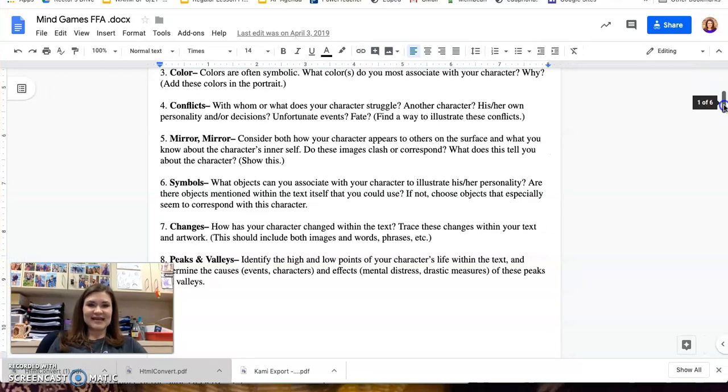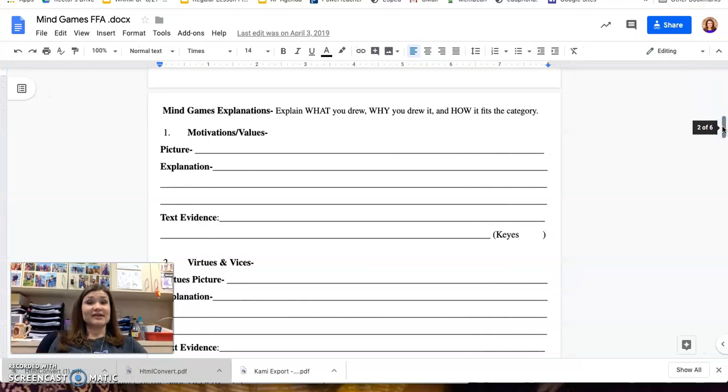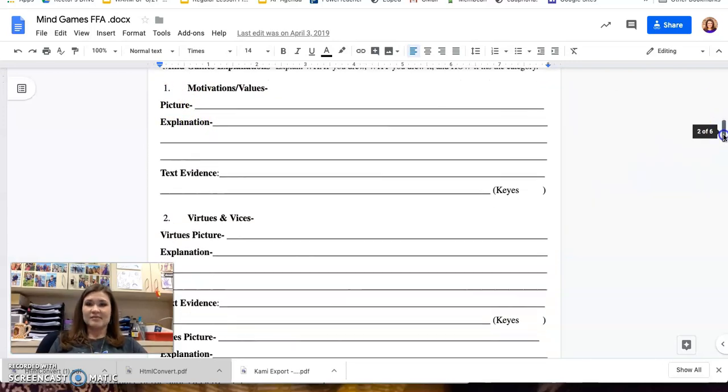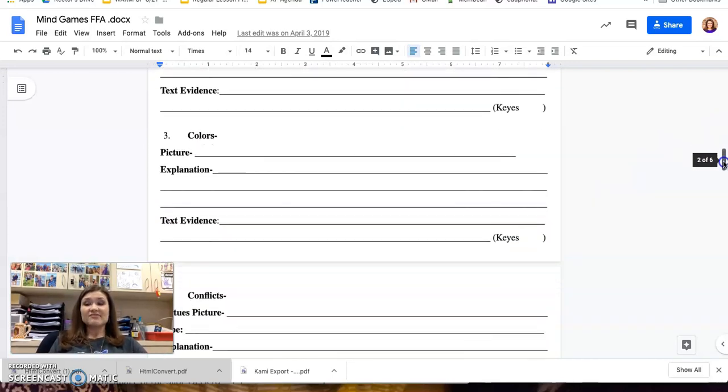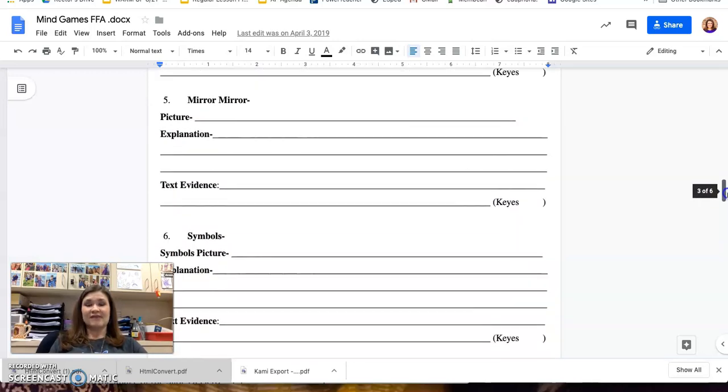All right, so the next part is the written part. This is where you need to explain what you drew, why you drew it, and how it fits into the category. You're also going to include text evidence that helps to explain your motivation behind what you chose. If you notice, you have a writing portion for all of the different elements that you have to include.